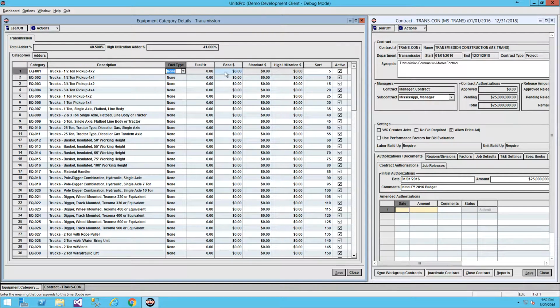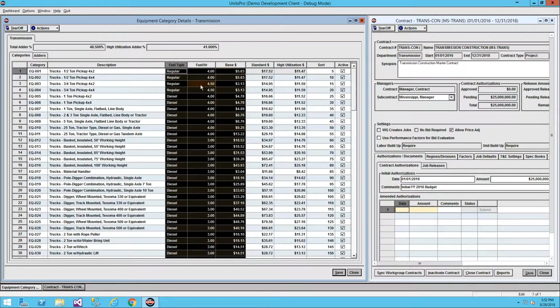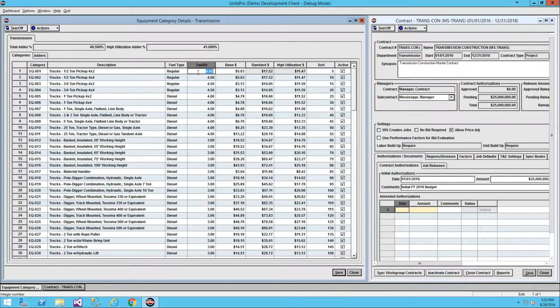In this case, we're going to go ahead and paste in our data. And you can see we've specified that that truck will use regular fuel. It consumes 4 gallons per hour, and its base price is $5.63, resulting in a standard price per hour of $17.52 and a high utilization of $11.47.